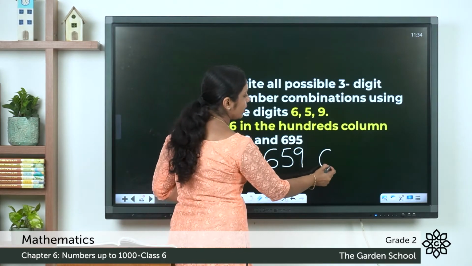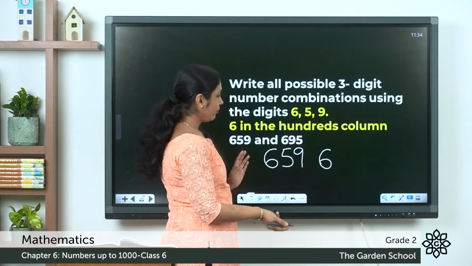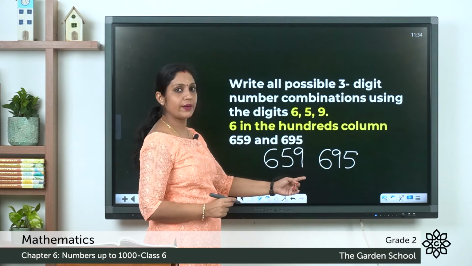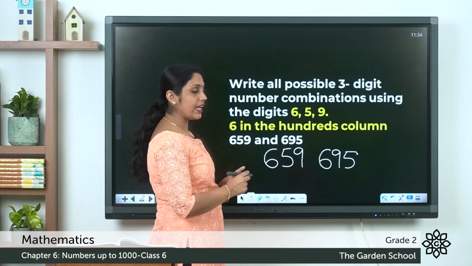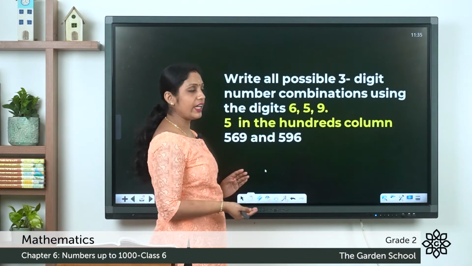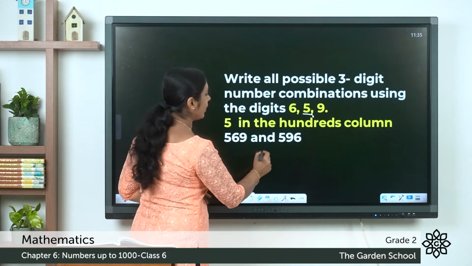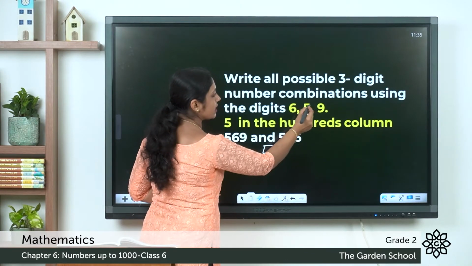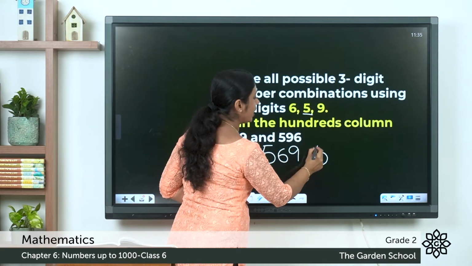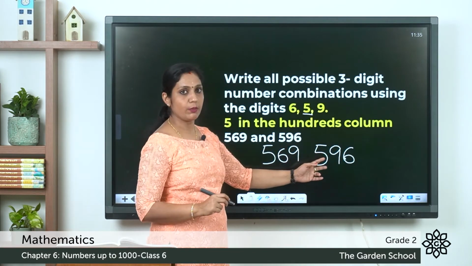Again, let's take the number 6 in the hundreds place and we can rearrange these numbers. We can write it as 95. So we get the numbers 659 and 695 using the number 6 in the hundreds place. Now we can take 5 in the hundreds place. When we take 5 in the hundreds place, we can write it as 569. And also we will be getting one more number, 596. So using the number 5 in the hundreds place, we get two 3-digit numbers.